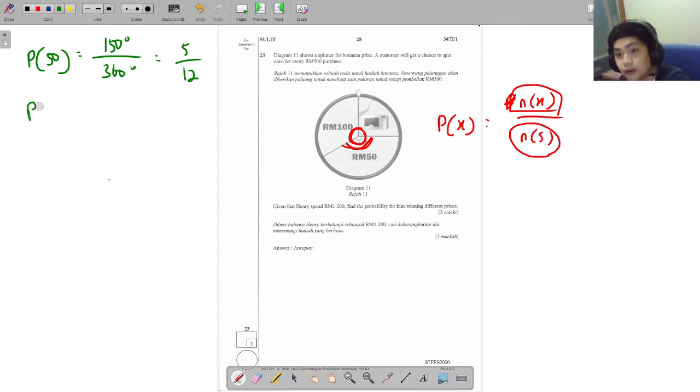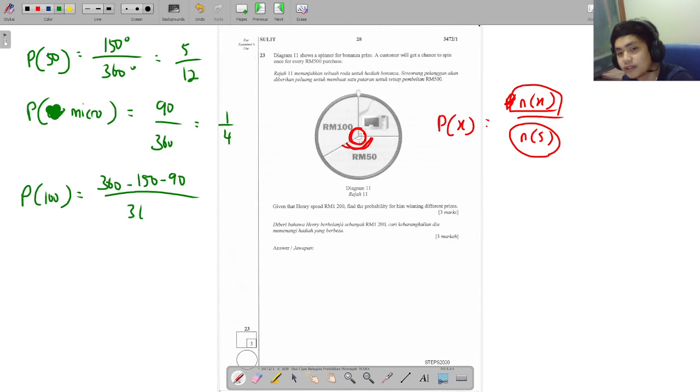So we can do the same for P of the, what's this? Oven? I guess it's an oven, kind of. Oh, it's a microwave lah. So P of microwave is 90 degrees over 360, so its chance of getting it is 1 over 4. And for 100 ringgit, they didn't give an angle, but we can find it by doing 360 minus 150 minus 90, over 360, which equals 1 over 3. Right.